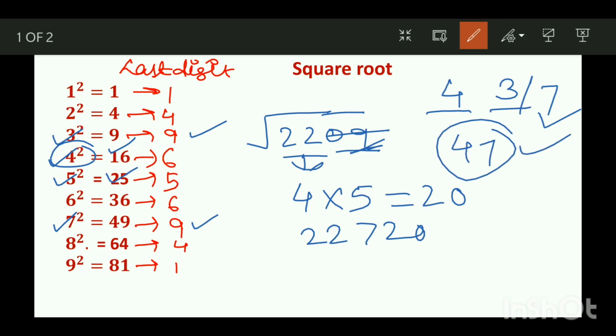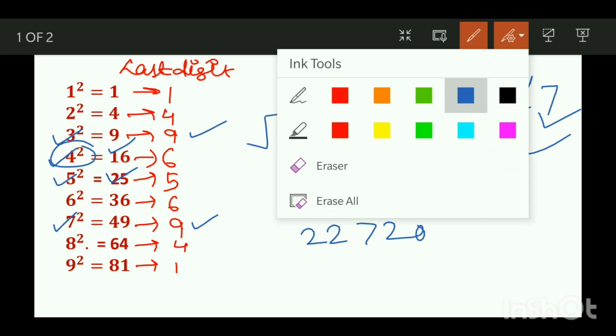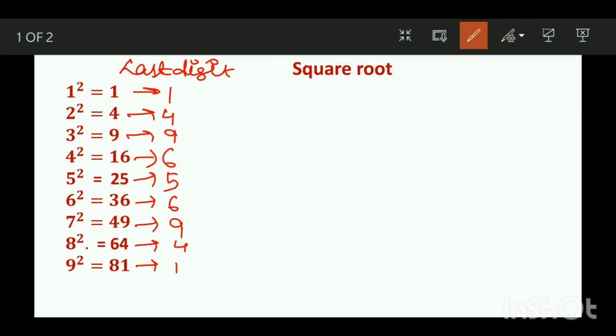I hope it is very clear to all of you. And now it is very simple. See? Okay, let's take another example. Let's take 6241. If we have 6241 and we have to find the square root of this, so what we will do? First we will do pairing.